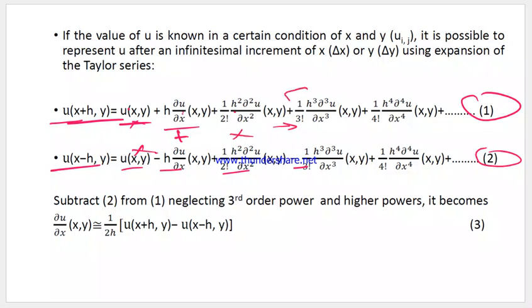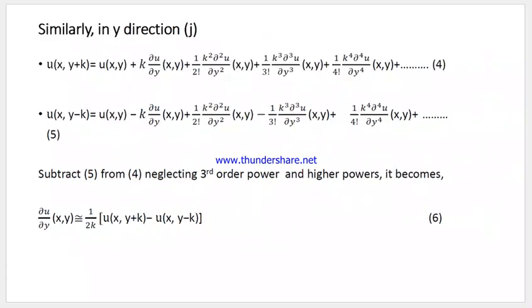So if we neglect the higher power, if we neglect all the higher power, we are going to be left with the du/dx expression, which shows that the partial differential of u with respect to x is approximately equal to 1 over 2h times u forward minus u backward, to get the value of du/dx at the point x, y. Similarly, if you do that for the y direction as well, up and down, we arrive at a similar thing, but in this case it will be u(x, y+k) minus u(x, y-k).